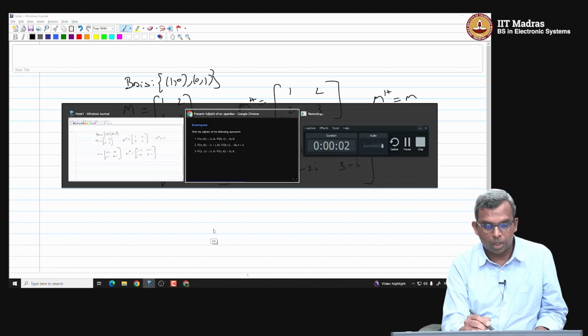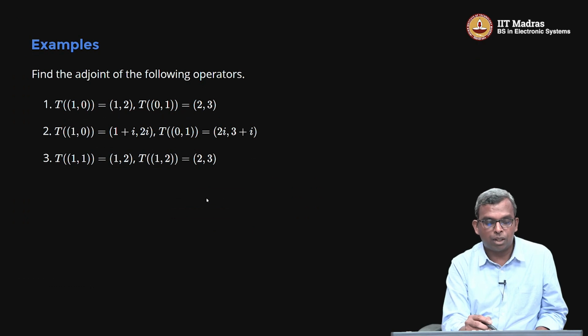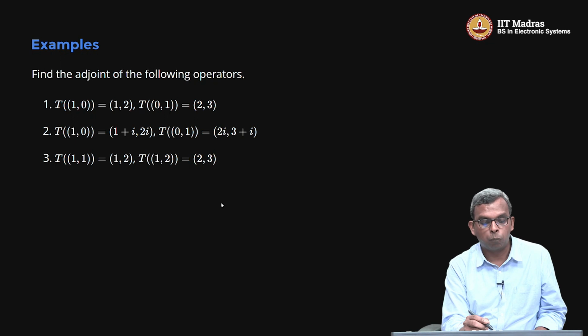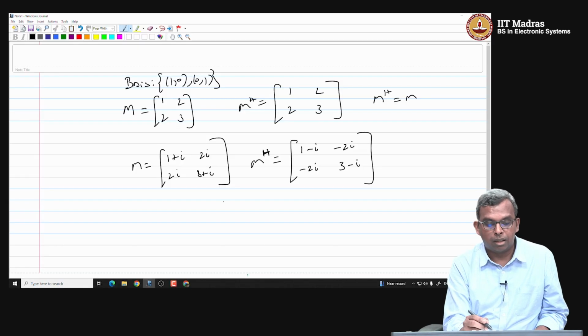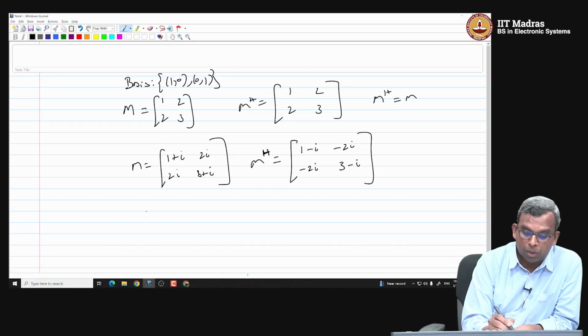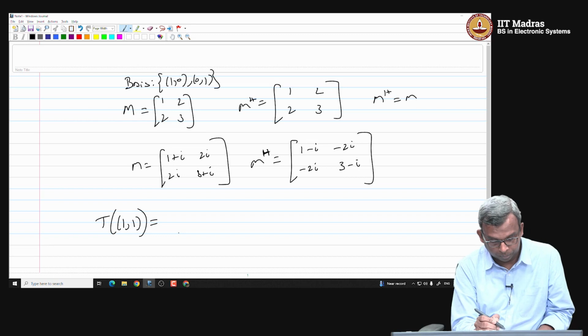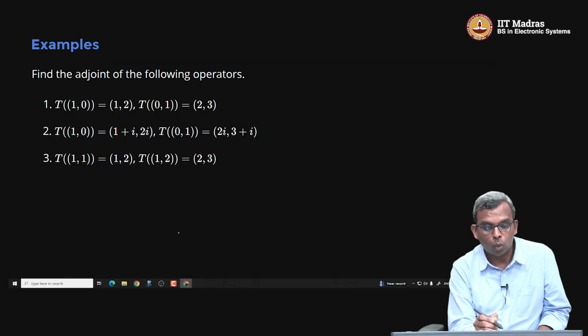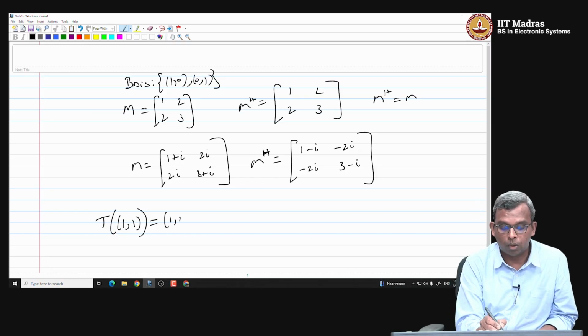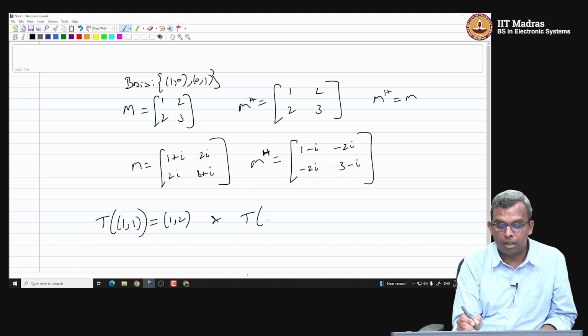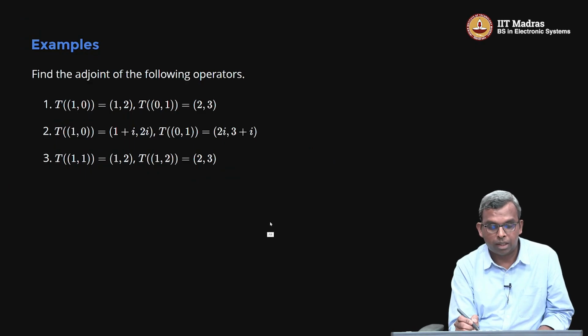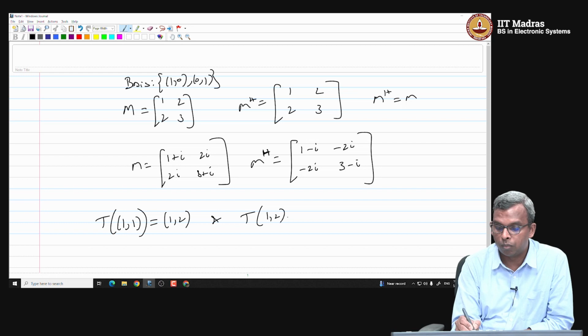The second one is quite easy. The third one is a bit confusing because T is given with respect to another basis. Okay, so it says here the matrix of T is not given directly. It's given that there is a linear transformation which takes 1 1 to 1 2, and, if I read it correctly, 1 2 to 2 3.